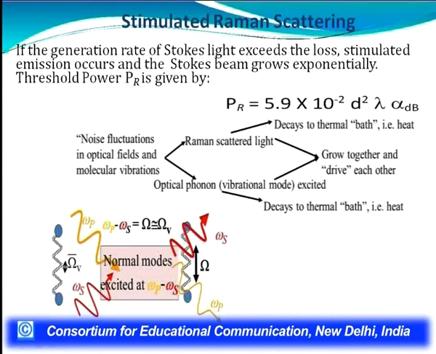Here we see from this framework that there is noise fluctuation in the optical fiber and molecular vibration. This is where Raman scattering takes place, with decay to the thermal bath, that is the heat, and the optical phonon vibrational mode, which also decays to the thermal bath, that is also heat. Now they grow together and drive each other. Again we see that different frequencies fall upon the normal mode and excited mode, then we have ω_p minus ω_s, and it comes out.